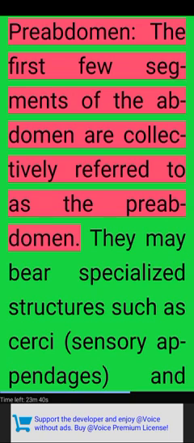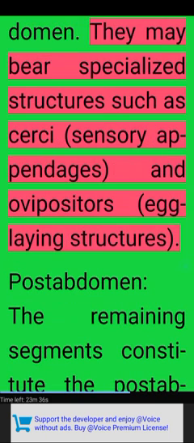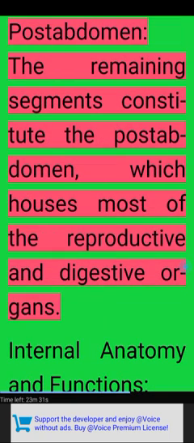Preabdomen. The first few segments of the abdomen are collectively referred to as the preabdomen. They may bear specialized structures such as cerci, sensory appendages, and ovipositors, egg-laying structures. Postabdomen. The remaining segments constitute the postabdomen, which houses most of the reproductive and digestive organs.